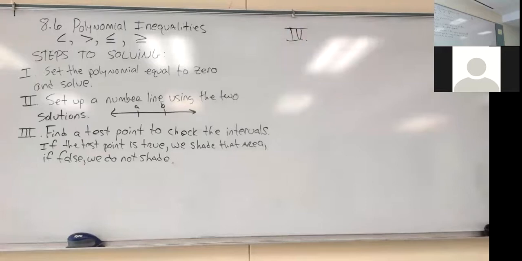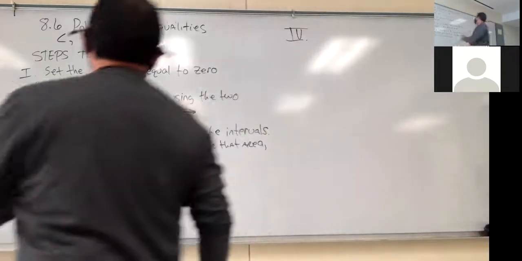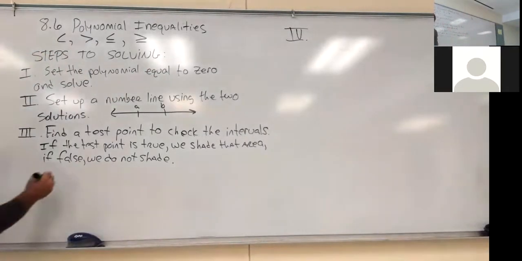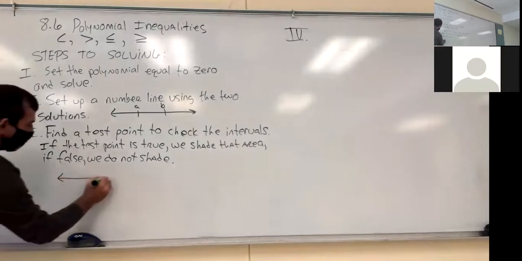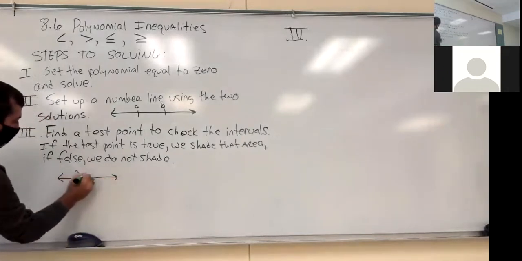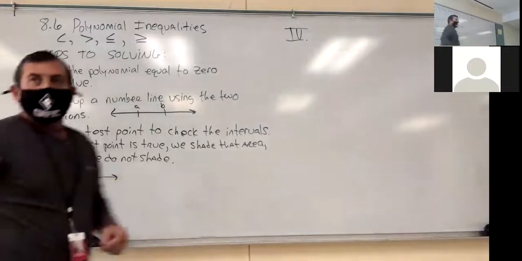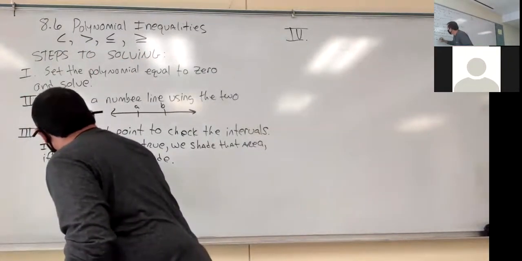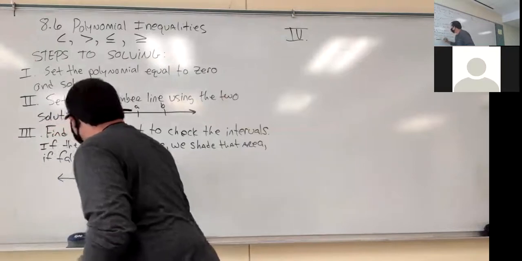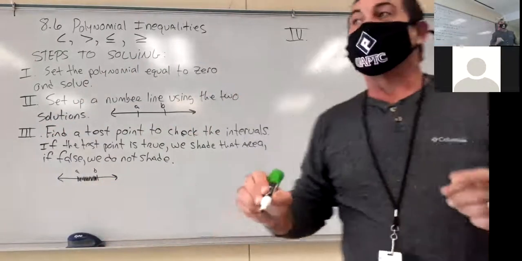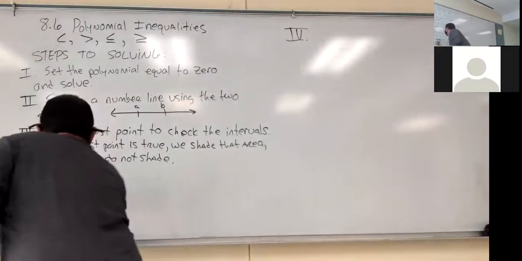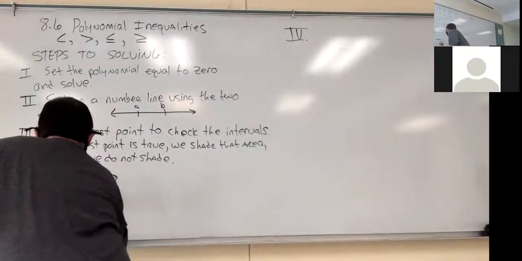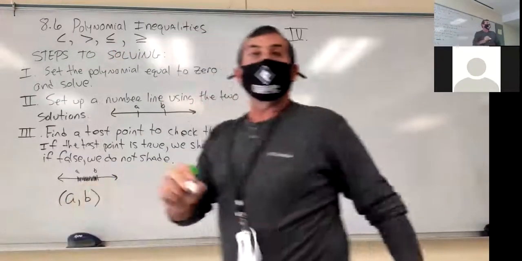Alrighty, so, and I'll show you. Our answers will come two ways. So say I tested in between A and B and that was true, then I would shade in between A and B, and my interval answer would be from A to B on that, okay?